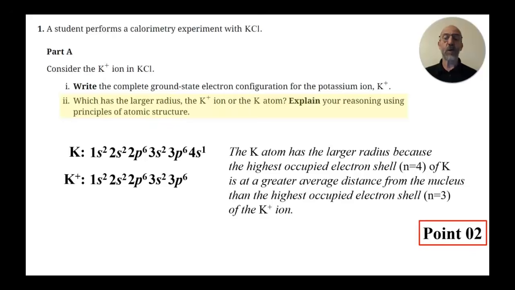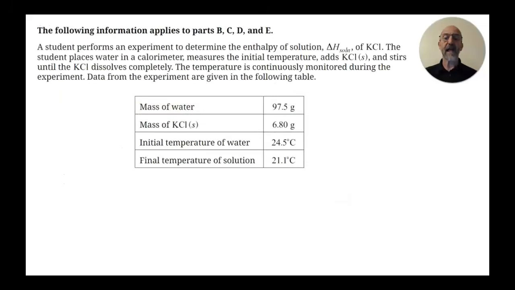Now let's move on to the third point in question 1. And it has to do with this calorimetry experiment. It says a student performs an experiment to determine the enthalpy of solution of KCl. The student places water in a calorimeter, measures the initial temperature, adds solid potassium chloride, and stirs until the potassium chloride dissolves completely. The temperature is continuously monitored during the experiment, and data from the experiment are given in the following table. So in addition to the mass of water and the mass of the solid potassium chloride, we see the initial temperature of the water before the potassium chloride is added is 24.5 degrees Celsius. And then the final temperature of the solution, once all of the potassium chloride dissolves completely, is 21.1 degrees Celsius.